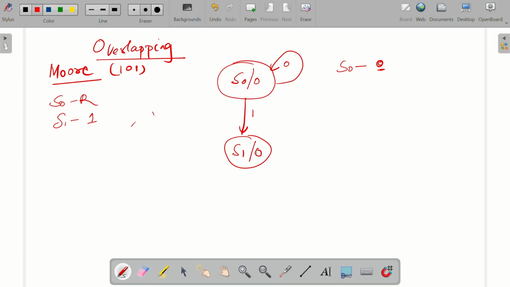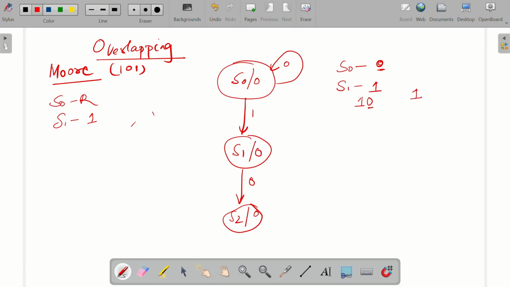Okay, so now let us figure out what will be the transitions from the S1 state. In S1 state, you already have 1 with you, and after this 1, if you get another 0, this means you're closer to detecting the required sequence. So you move to a new state, which is S2, and the output is still 0 because the sequence is not yet completed.